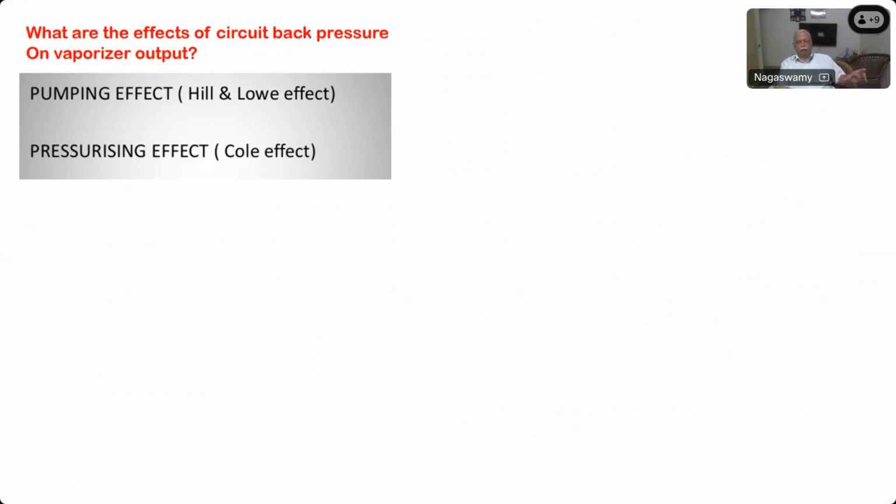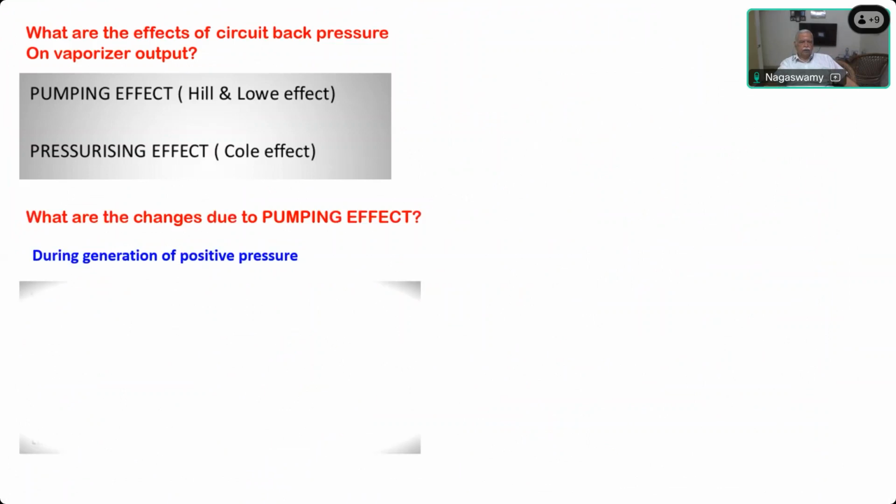This is one simple sentence you should keep in your mind. The pumping effect caused by the back pressure effect will increase the vapor output from the vaporizer more than the dial setting that you have made. Why this happens is, as she said, there is back pressure which is preventing the outlet of the vaporizer sending the gas out. So there is accumulation of the fresh gas flow as well as the delivered gas at the outlet, which picks up more vapor and comes and delivers. So the change is due to generation of the positive pressure.